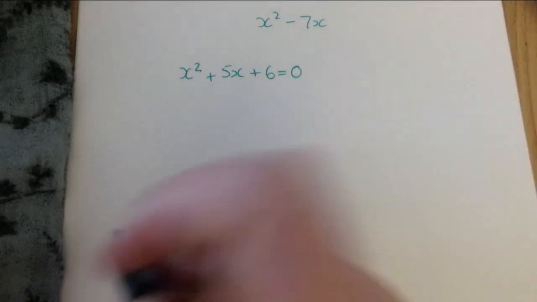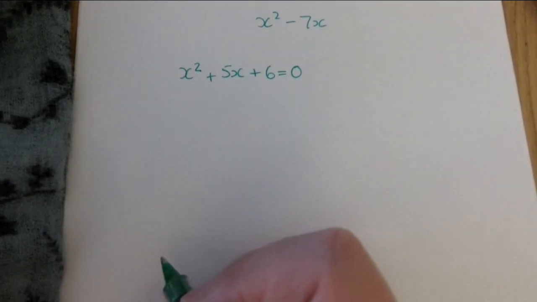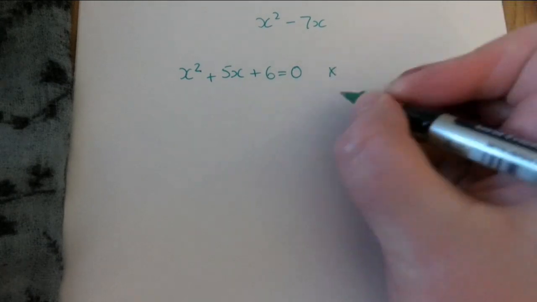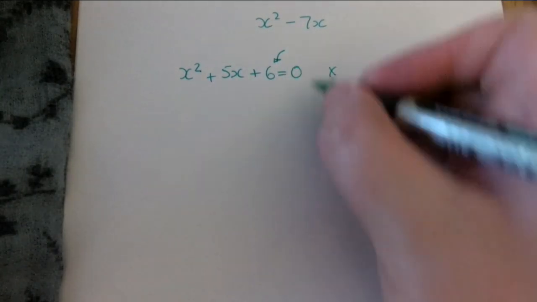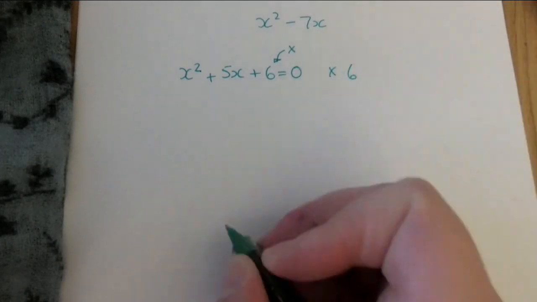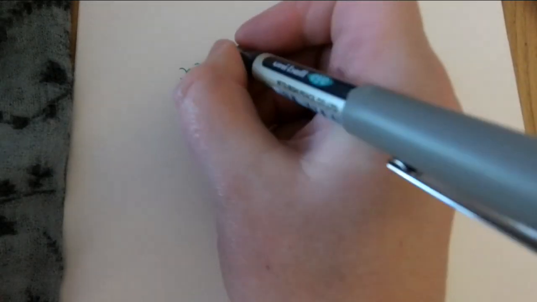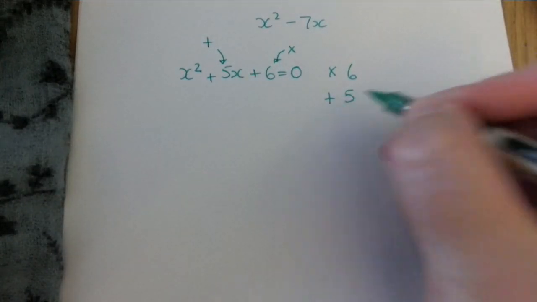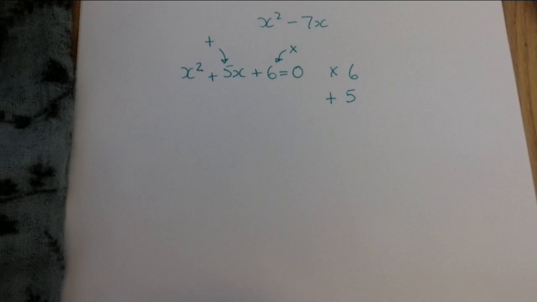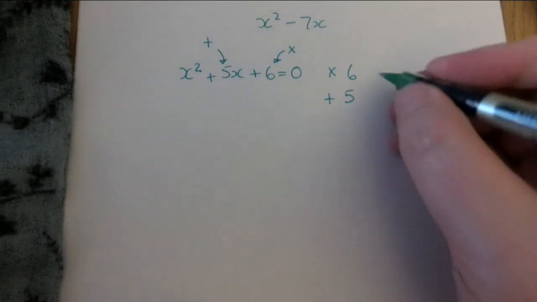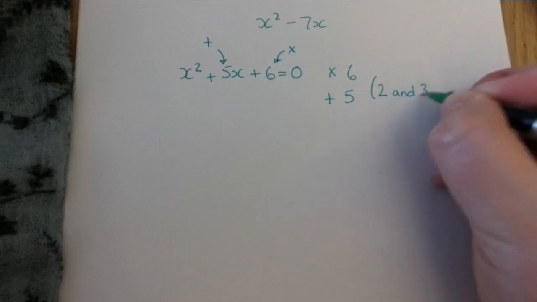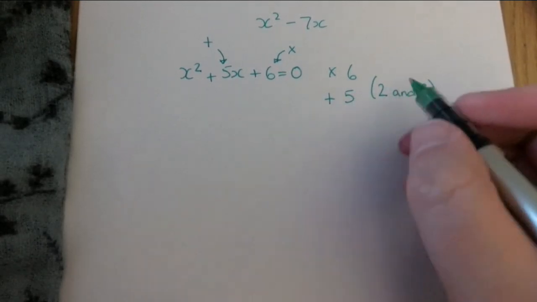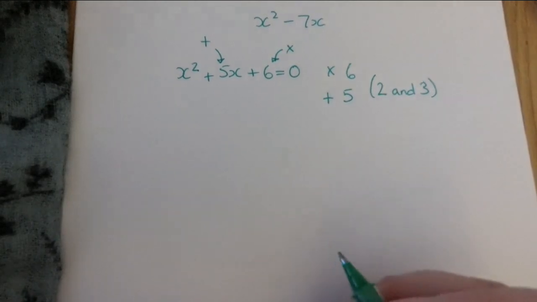And in order to help us to factorise it to start with, we need to look for two numbers. They need to multiply to make this coefficient on the end, so they've got to multiply to make 6, and they have to add to make this coefficient or number in the middle, which is 5. So two numbers, multiply to make 6, add to make 5. Hoping you can all work out that that is 2 and 3. 2 plus 3 is 5, 2 times 3 is 6.